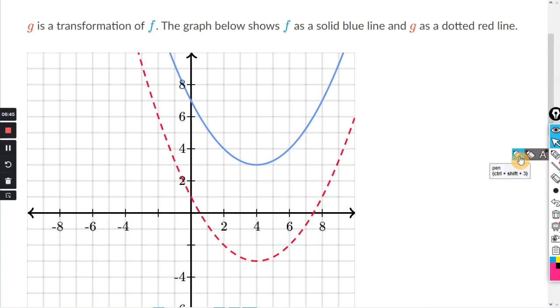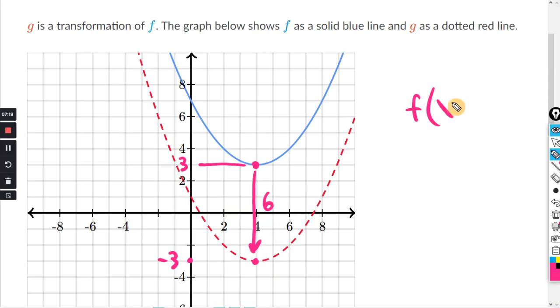So clearly, if you look at the vertex point of this parabola, the y-coordinate here is between 4 and 2, so that's a 3. And the y-coordinate here is between -2 and -4, so that's going to be a -3. So it went down from 3 to -3. So obviously it shifted down by 6 units. Okay, so you just take the original f of x and subtract 6 from that.